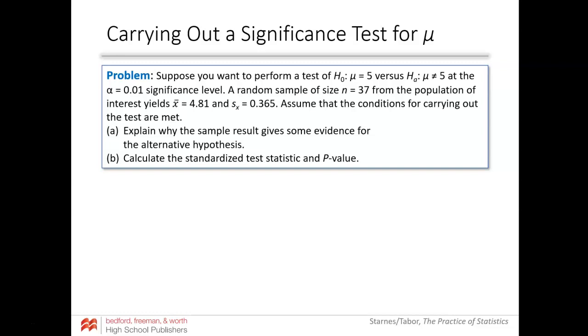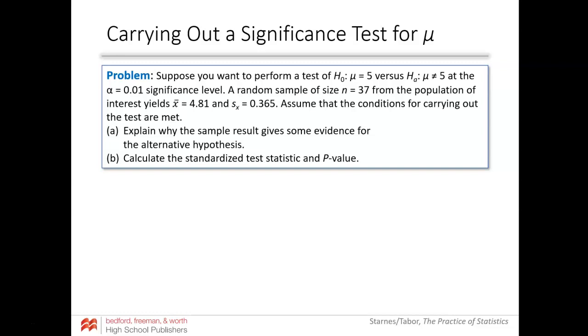So where are we at now? We have a totally different problem with no context whatsoever, so that's helpful. We have a significance test, and the null hypothesis says that the mean is 5, and the alternative hypothesis says the mean is not 5. So we're going to have a two-tail here. And we're going to perform this at a significance level of 1%.